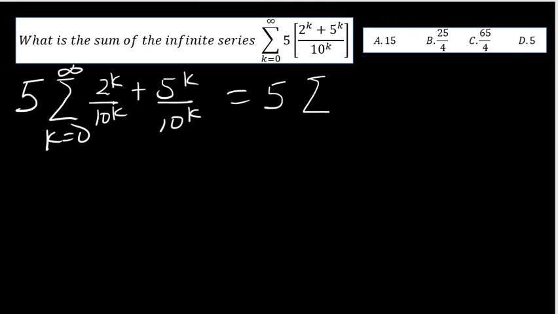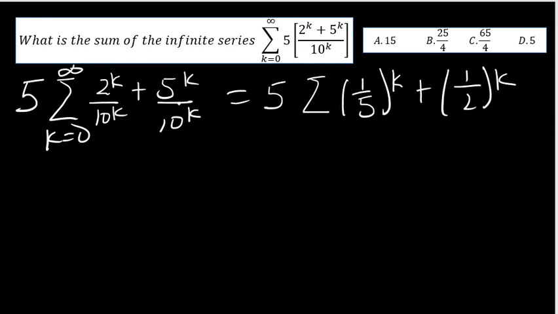These two fractions have the same exponent, to the power of k, so we can write 2 over 10, the whole to the power of k. But 2 over 10 we can simplify: it will be 1 over 5 to the power of k plus, for the other one, 1 over 2, the whole to the power of k. Again, with the same exponent, we can write 5 over 10, which is 1 over 2.